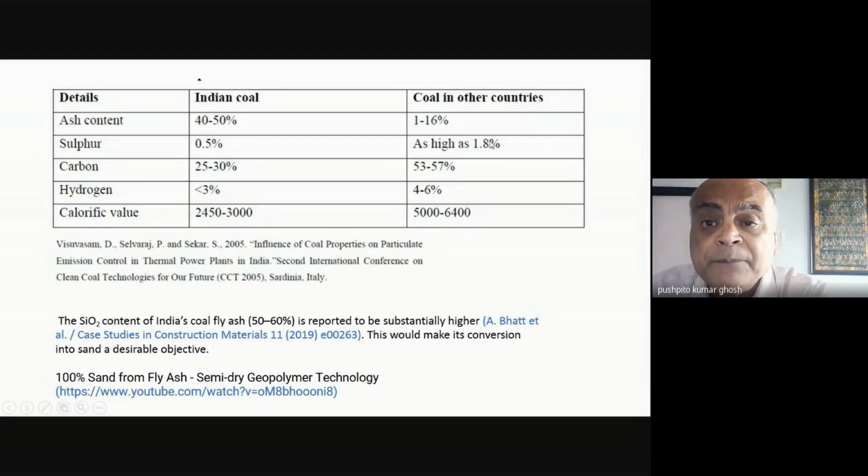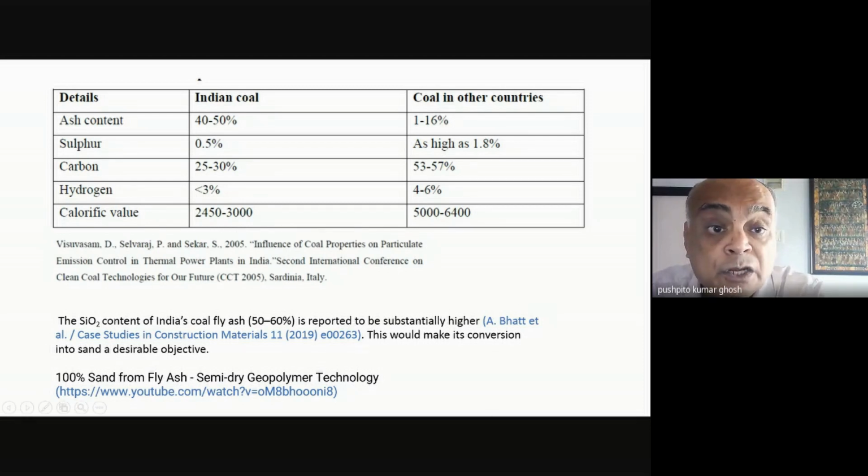Now, imported coal has fairly high levels of sulfur, 1.8%. Ours is not so high, 0.5%; in that sense, it is better. But even 0.5% is a fair amount of sulfur, because in any case, we have to burn more coal since the calorific value is only half. So we have to burn twice the amount of coal to get the same amount of power.